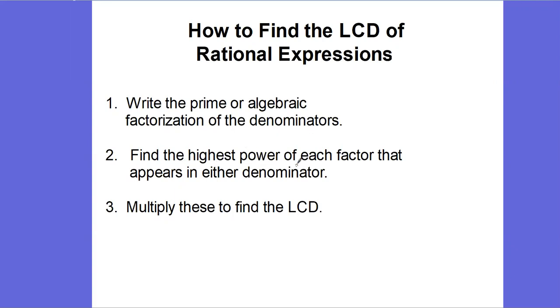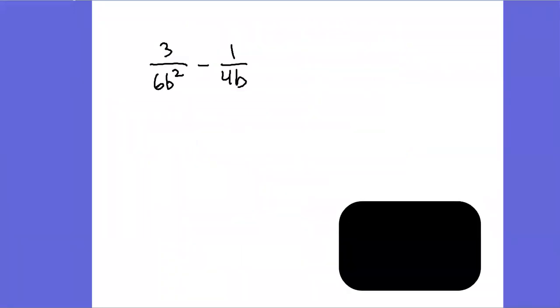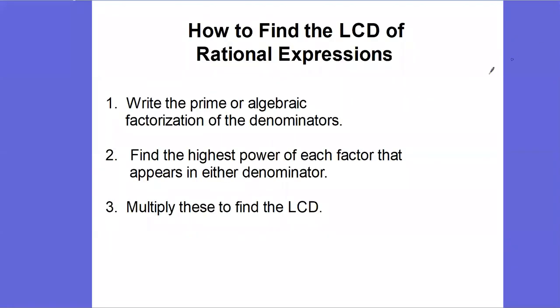Step two, find the highest power of each factor that appears in either denominator and multiply these to find your least common denominator. So let's take a look at an example. So I have the problem 3 over 6b squared minus 4b. Okay, so just to refresh our memory here, write the prime or algebraic factorization of the denominator.